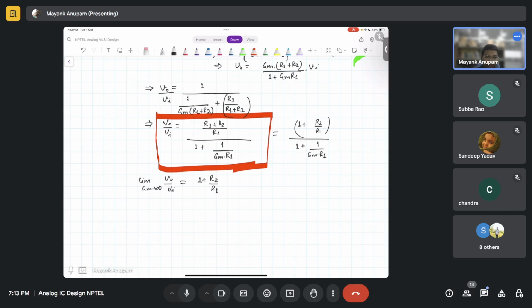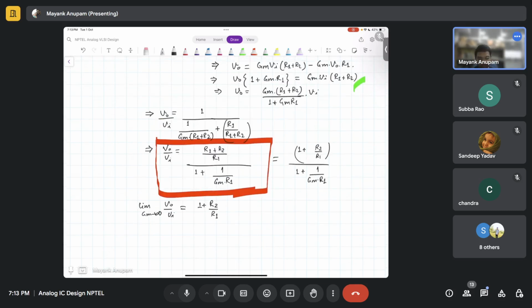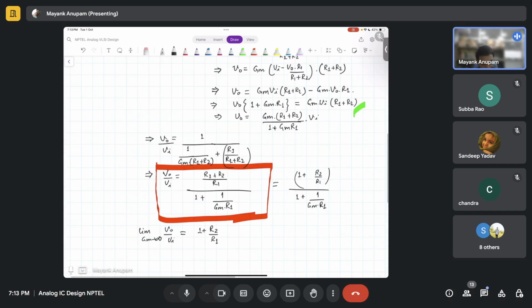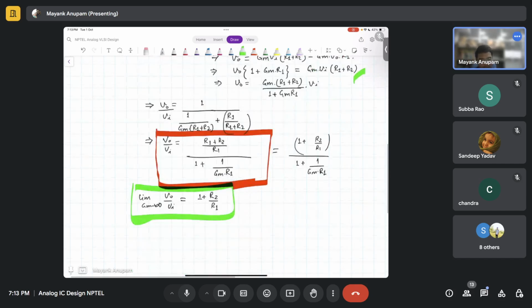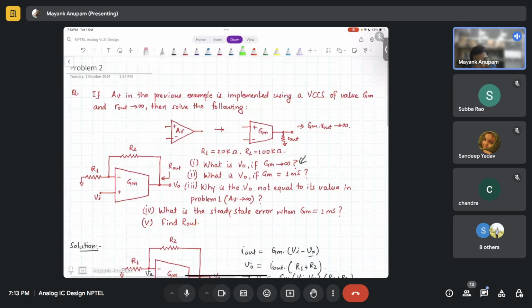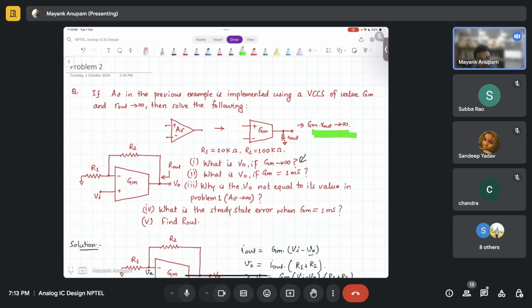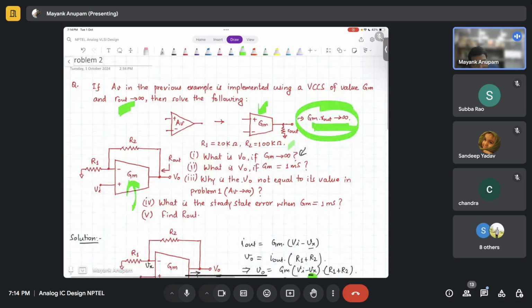No doubts there. This is fairly easy, correct? What I was trying to impress upon here was that the DC gain was infinite anyway, because I assumed R out was infinity, so the DC gain of this op amp was anyway infinite. So why, in that condition, did we need another condition that GM also needs to be infinite?